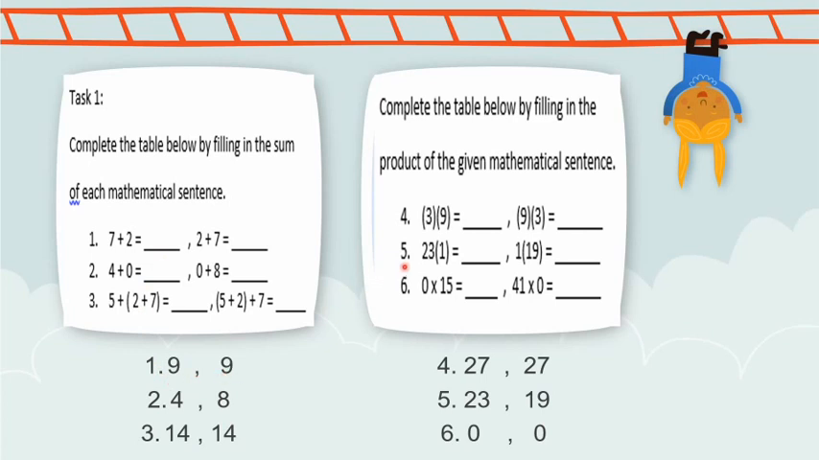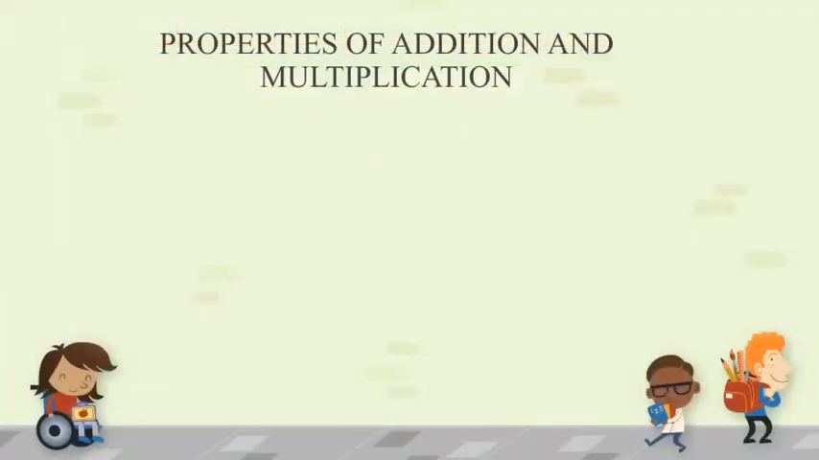Now for question number 5, we have here 23 times 1 is equal to blank and 1 times 19 is equal to blank. So in this question, we multiply the given numbers by 1. And if we multiply the given number by 1, the product is still the given number. Just like we have 23 times 1, which is equal to 23, and 1 times 19, which is equal to 19. So why is it that we are taking seriously the position and the factors of this given mathematical sentence? We will discuss the properties of addition and multiplication. So what are these properties?